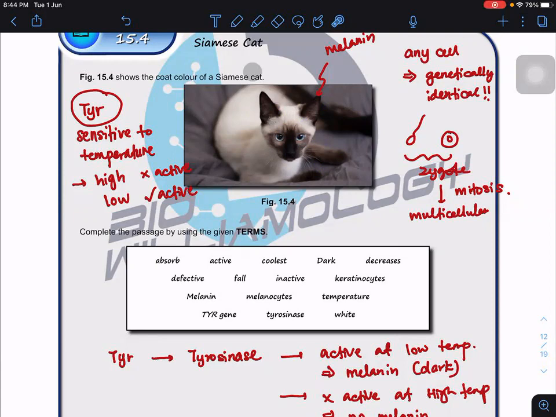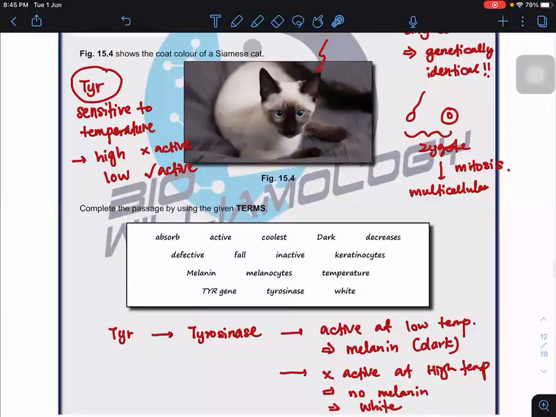When the body temperature is low, what happened here is because of a mutation in the gene called tyrosinase, they code for a special kind of tyrosinase that's sensitive to the temperature. So at the low temperature, this tyrosinase functions, converts the tyrosine to dopaquinone, and therefore we get these melanins. So melanin deposition takes place and gives us the dark skin.